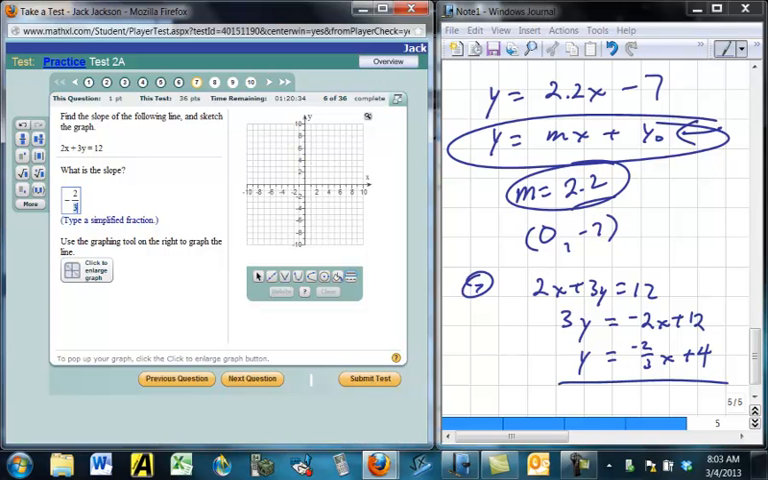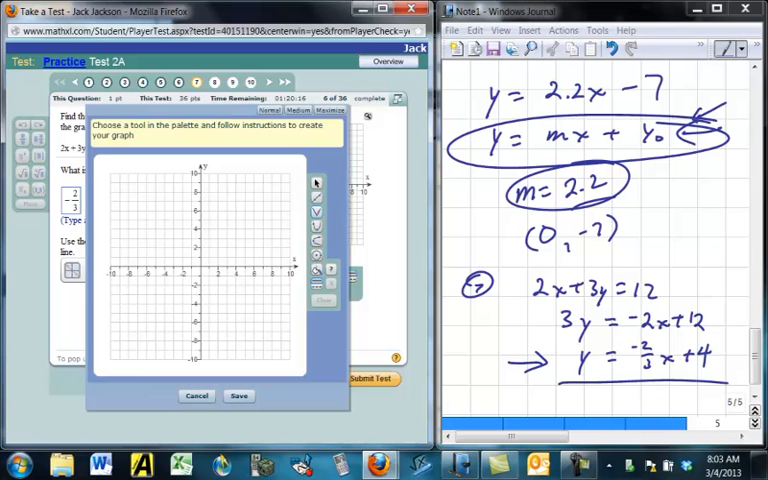Fraction 2/3. And then we want to graph it. Now it is a line. We know it's a line because, among other ways, we got it in this form here. And so it's a line. So we're going to use the line tool.